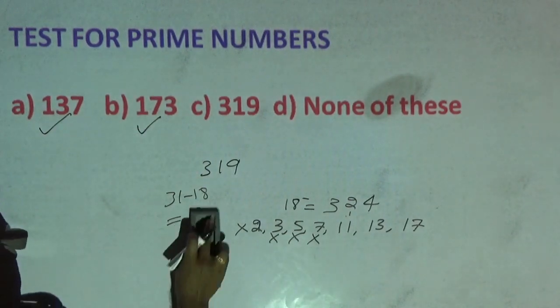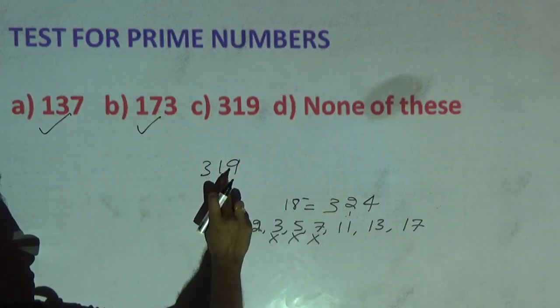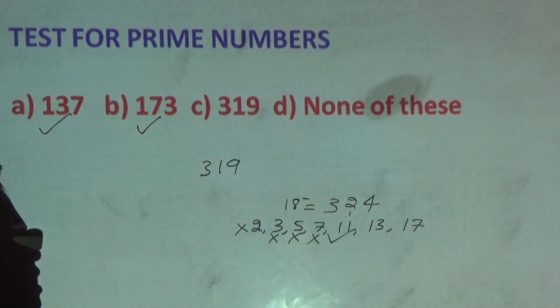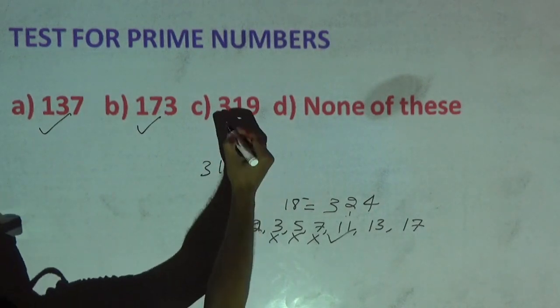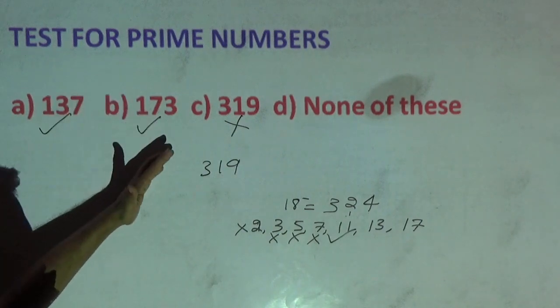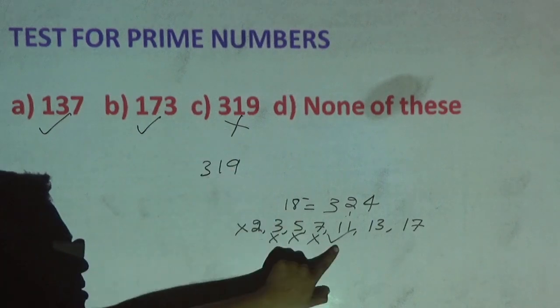Now I will check whether it is divisible by 11 or not. 11 times 2 is 22, 9 left out, 11 times 9. This is divisible by 11. Therefore, this is not a prime number. If they ask you such kind of questions, you can answer with this trick. See, 319 is divisible by 11.